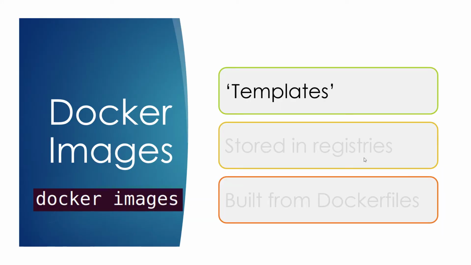First of all, Docker images. To see Docker images, just run the docker images command. Think of Docker images as templates. These templates are later on used to create Docker containers. Docker images are stored in registries. There are public registries out there, and there are also private registries, for example, registries which are only available in your organization.